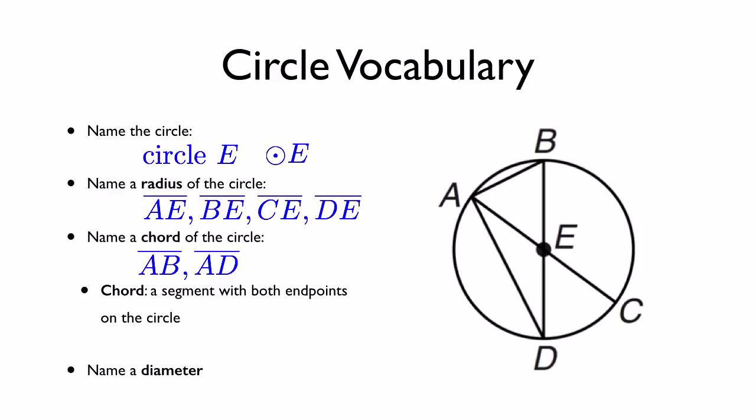If I ask you to name a diameter, of course a diameter is essentially the length across the circle, so we could say AC or BD. Now note the definition of a chord matches the definition of a diameter, right? A diameter is a special type of chord. A diameter is a chord that goes through the center of the circle. And so therefore AC, even though it's a diameter, it's also a chord. Likewise BD is also a chord.